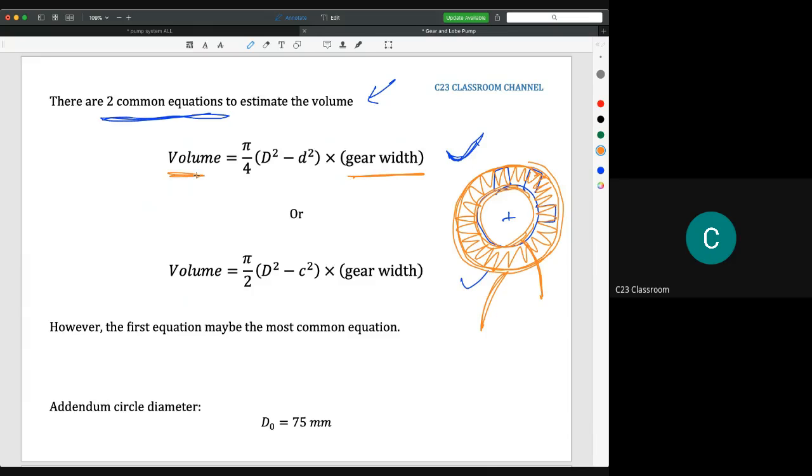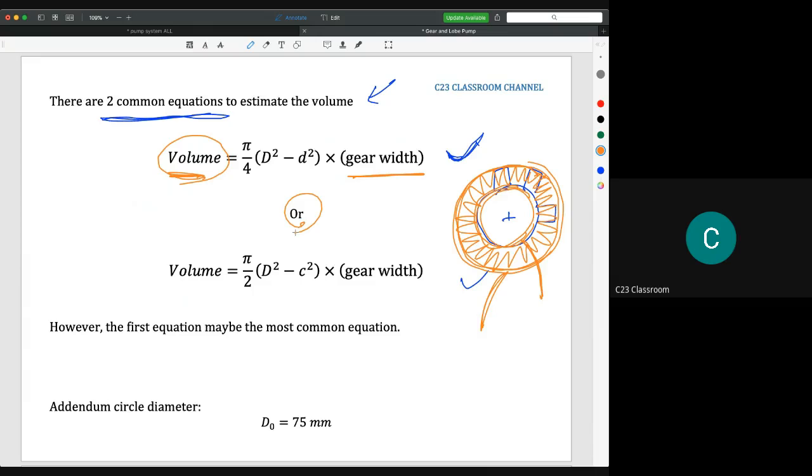So please understand that this equation is actually to calculate the volume, not the flow rate yet. Or you could use the second equation, which is pi over 2 times D square minus c square, times gear width.